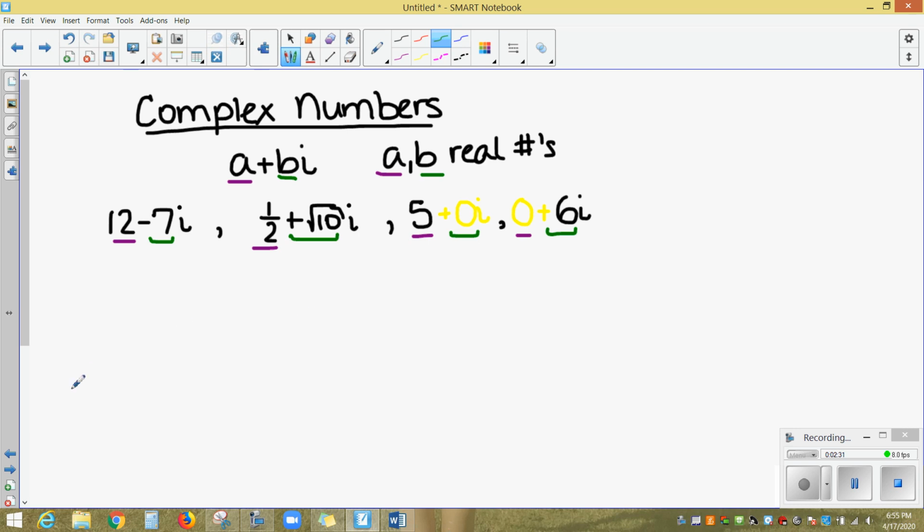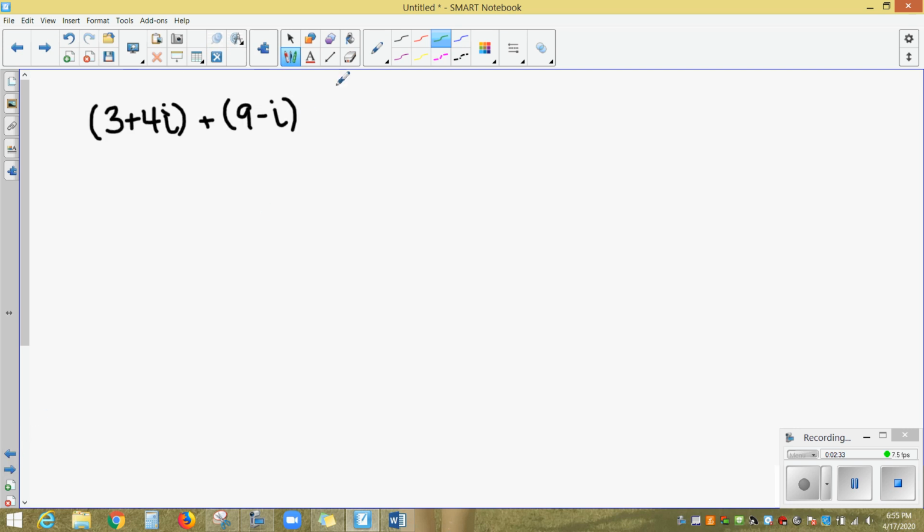When we do arithmetic with complex numbers, it works the way your intuition would hopefully lead you to believe it should work. Anytime we add or subtract anything in algebra class, we know we can only combine terms together if they are what? Like terms. So the terms here that are alike, 3 and the 9 are alike. The 4i and the -i are alike. So when we add these two complex numbers together, we get 12 plus 3i.